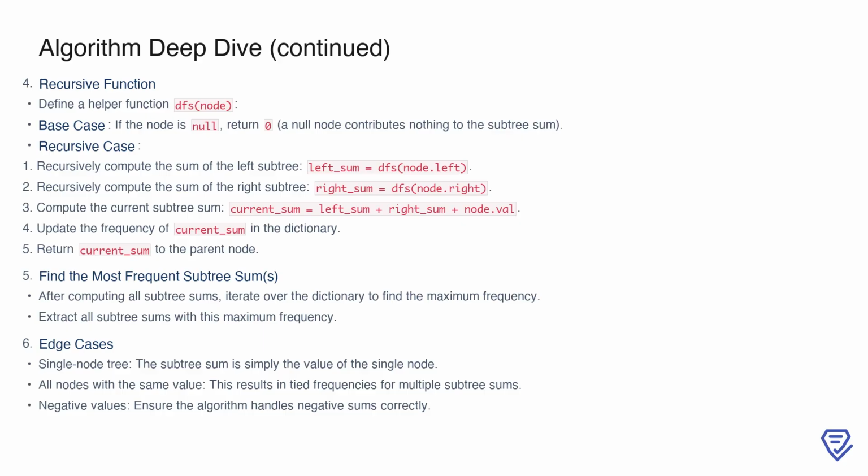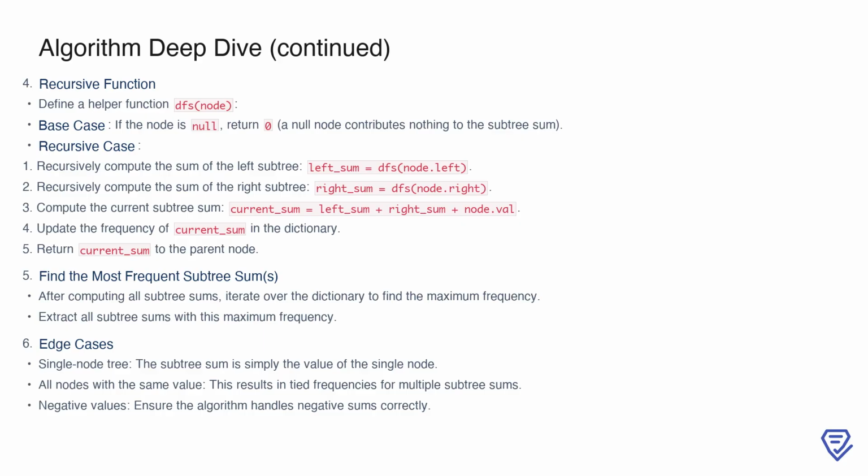child. Once we have these values, we calculate the current subtree sum by adding the left sum, the right sum, and the value of the current node. We then update the frequency of the current subtree sum in the dictionary. Finally, we return the current subtree sum to the parent node. After calculating the sums for all nodes, we can iterate through the dictionary to find the maximum frequency. Any subtree sums that have this maximum frequency are added to the result.